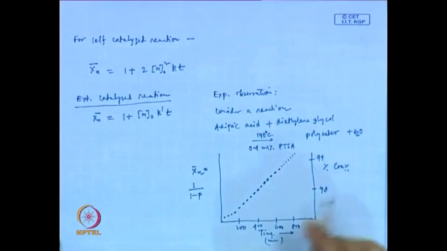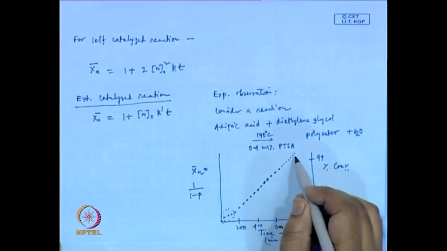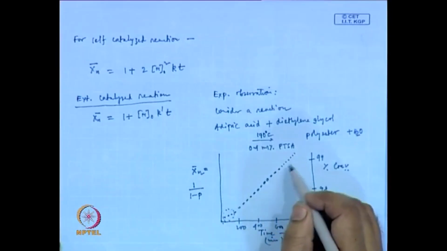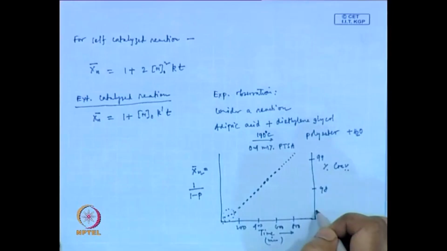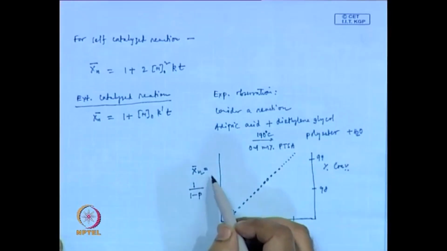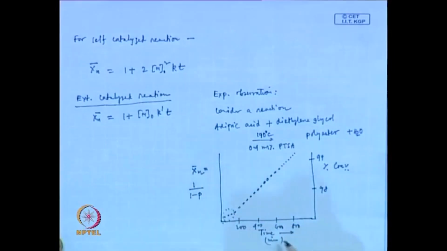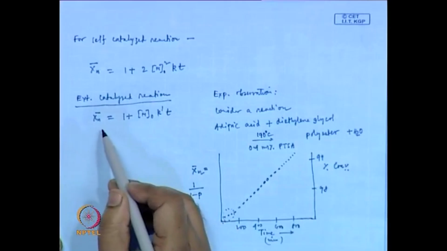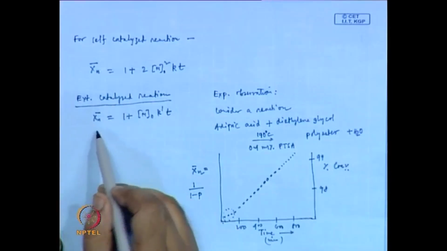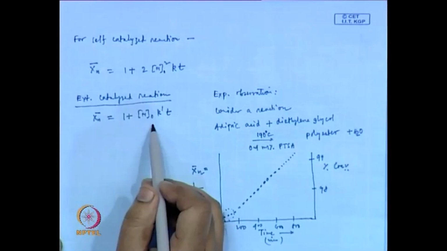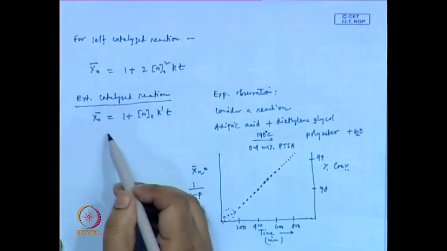Now, what do we see here in this experimental observation? We see that except for this initial part, for the entire conversion region, you have a linear relationship of average degree of polymerization with time, as predicted by the reaction mechanism.